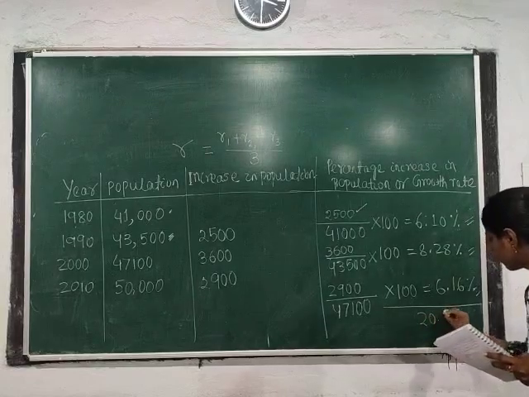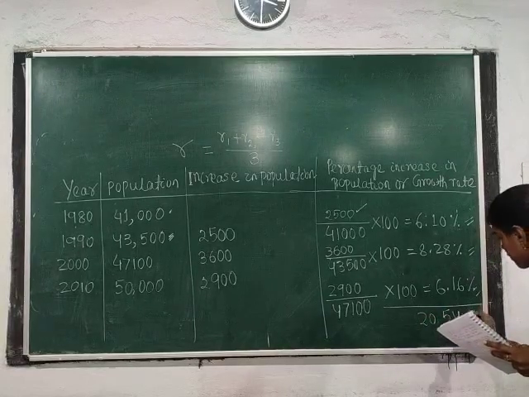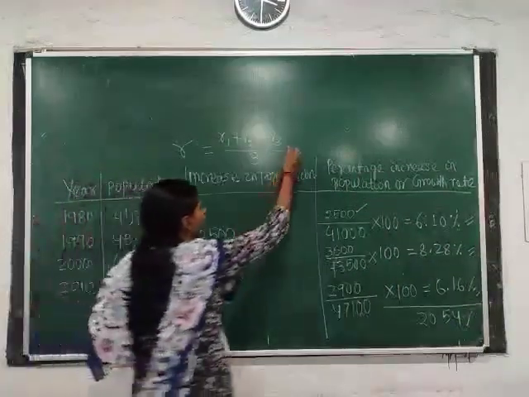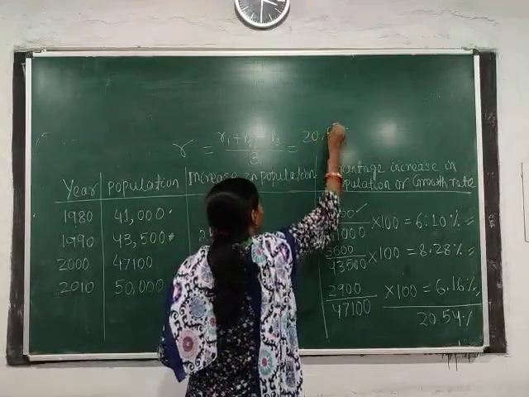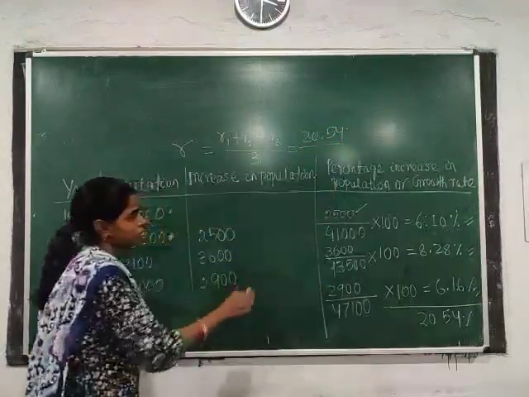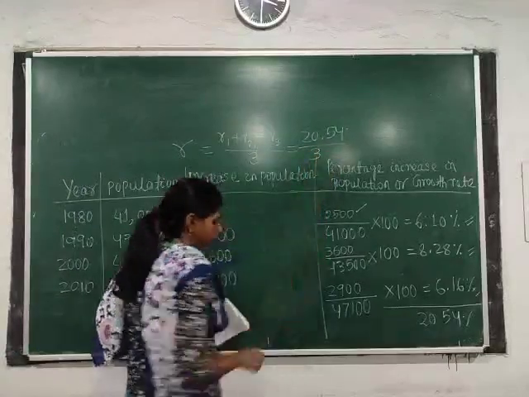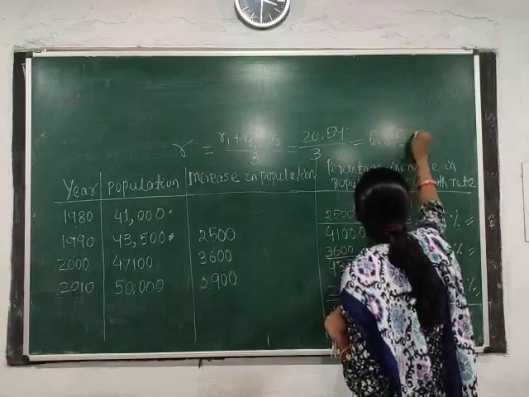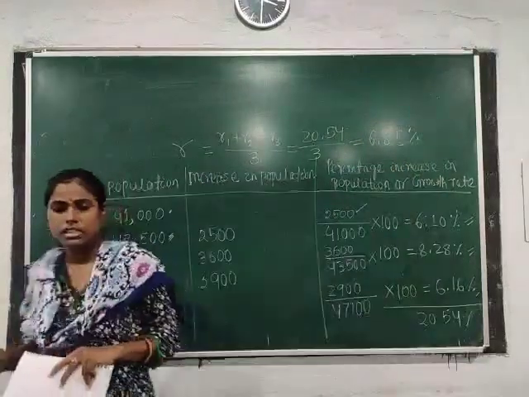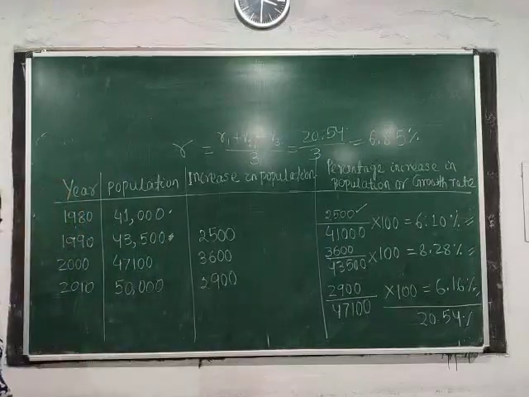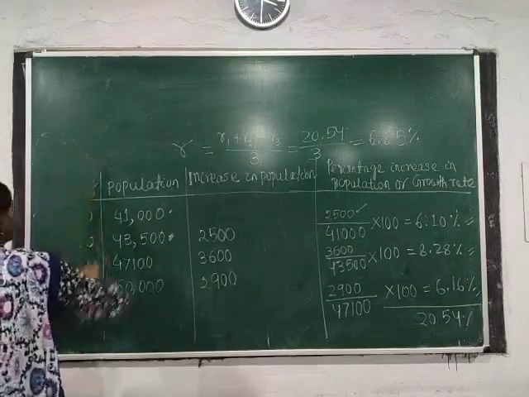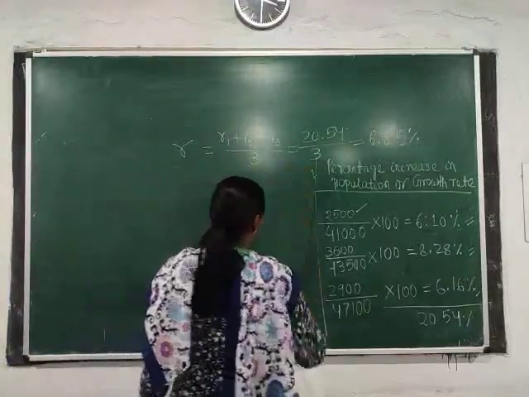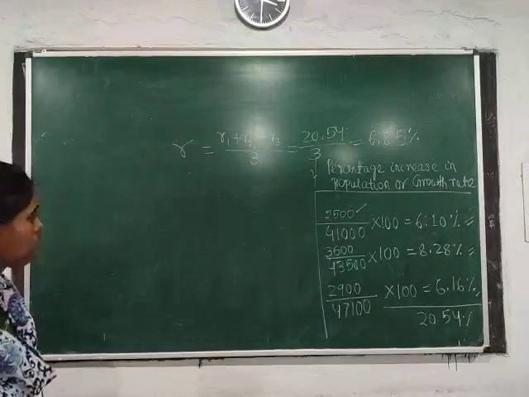Then we will sum up these three. So the total growth rate is 20.54%. Then R will be 20.54 divided by number of decades, which is 3. So this will come out as 6.85%. So your R is 6.85%. Now we have all the data that we require for the formula.